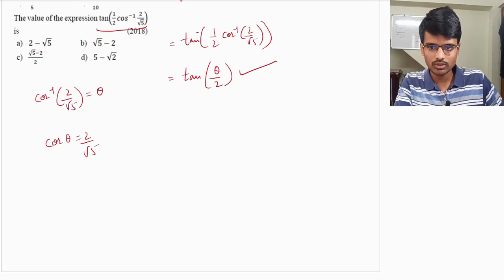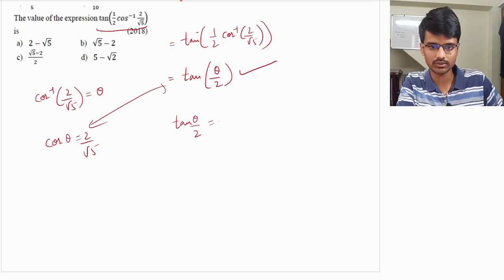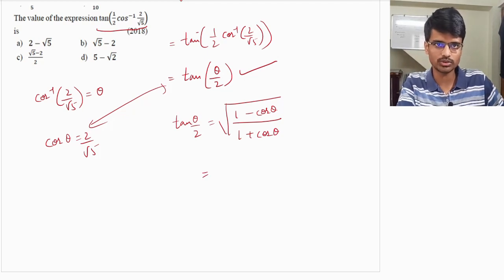So we have to think how I can relate these two, cos theta and tan theta by 2. There is a standard result for this. Tan theta by 2 is the square root of 1 minus cos theta by 1 plus cos theta. You can simplify this and check, you will get the same thing. 1 minus cos theta is nothing but 2 sin square theta by 2. 1 plus cos theta is nothing but 2 cos square theta by 2. Cancel the square root, again we get tan theta by 2. So this is a result that you need to remember.